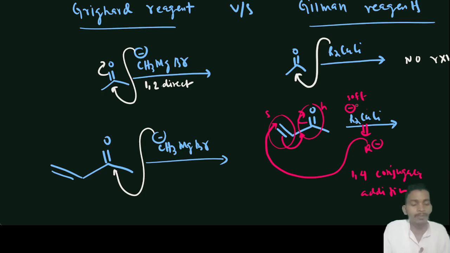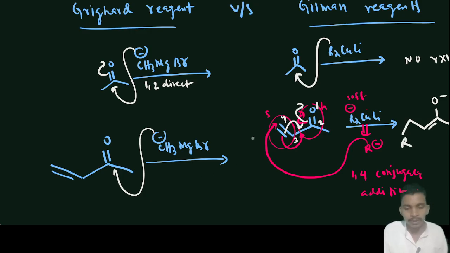Why does it become soft? The reason is that copper is there, and copper has a large size, which makes the whole reagent soft, and it will attack this soft part. It means 1,4 conjugate addition will occur. As I said in the previous class, this is 1, this is 2, this is 3 and this is 4. The double bond will shift here, and we get O minus, and R will attack here.